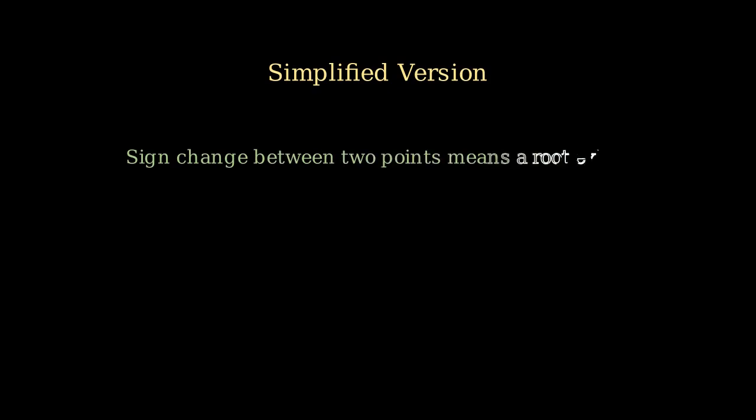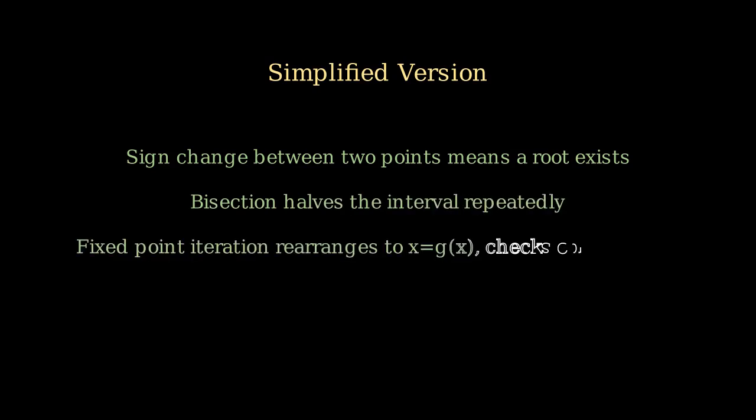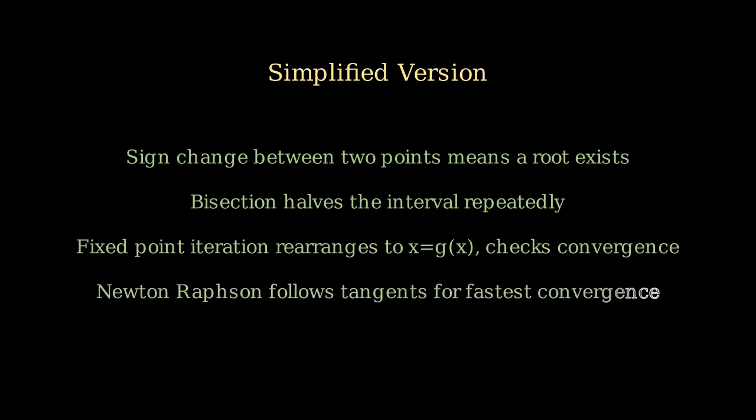Simplified version. A sign change between 2 points guarantees a root between them. Bisection halves the interval repeatedly. Fixed point iteration rearranges into x equals g of x and checks convergence with a cobweb. Newton-Raphson follows tangent lines to the axis for the fastest convergence.